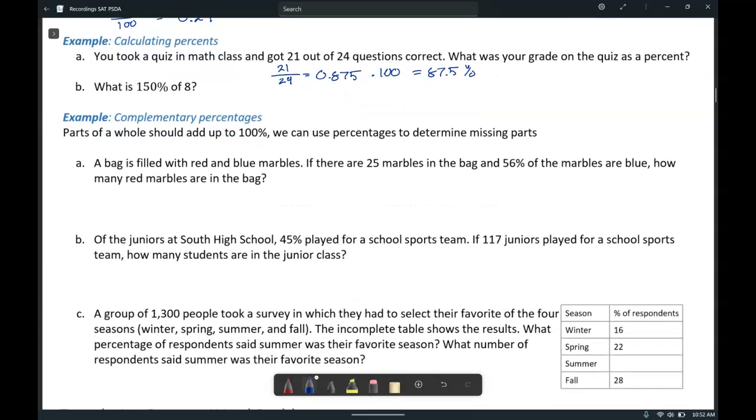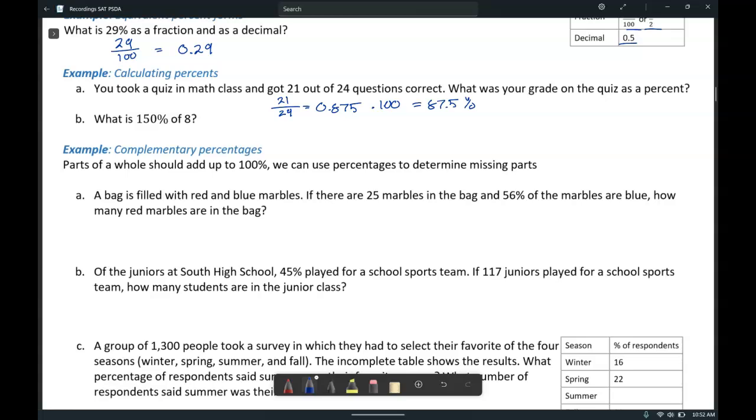Multiply that by 100, and we get 87.5%. Then if we want to figure out what value a percent is, we can basically do the same operation, but kind of in reverse. So remember, what is 150% of 8? Well, 8 is going to be our whole. And so let's look at our percent equals the part out of whole times 100 formula and fill in some values that we have.